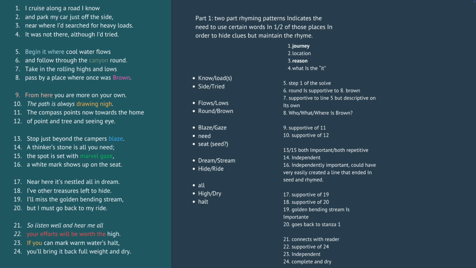What is the "it" in this? We all assume it's treasure, right? If you don't assume it's treasure, I would love to know what the "it" is for you.